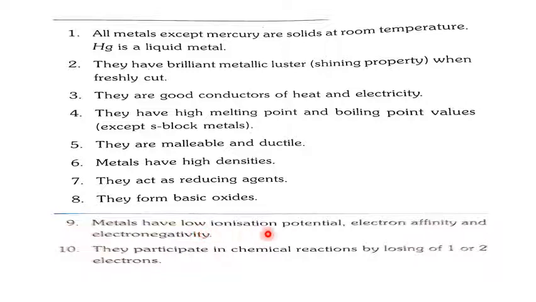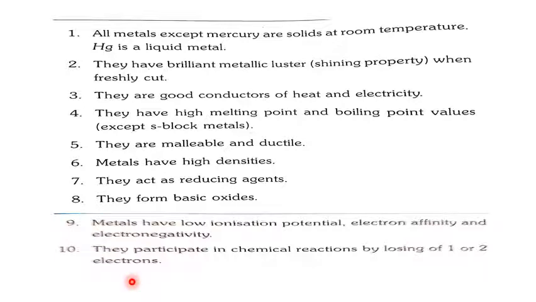Next, metals have low ionization potential, electron affinity and electronegativity. Already we have discussed what ionization potential is. The amount of energy required to remove an electron from an atom is called ionization potential. Ionization potential is low for metals. Next, electron affinity. The amount of energy released when an electron is added to an atom. So electron affinity value is also low. Next, electronegativity. The attracting power of the bond pair of electrons is also low for metals.